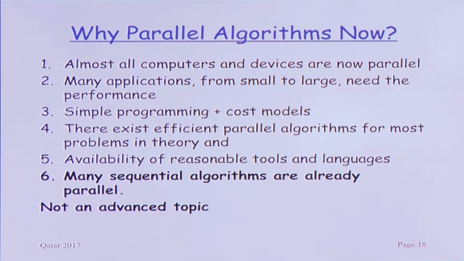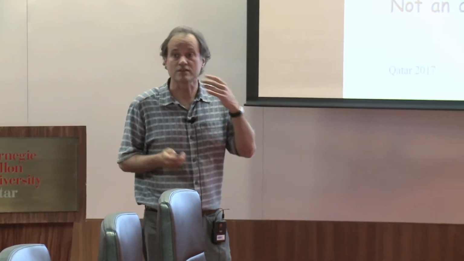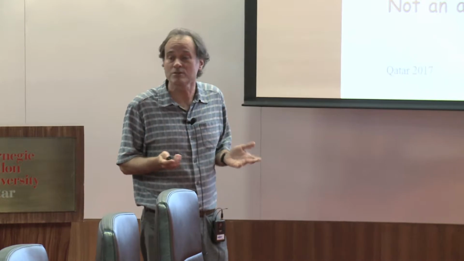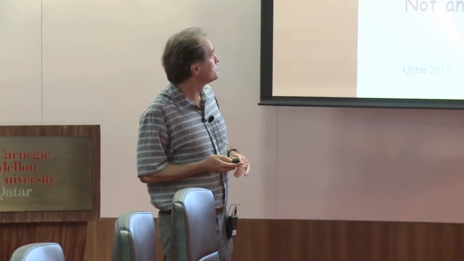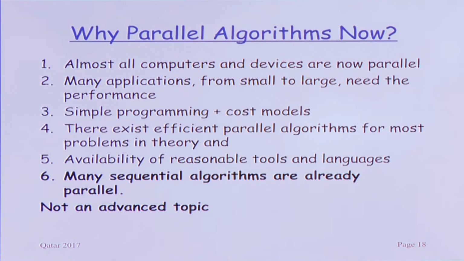And furthermore, all sorts of applications can make use of parallelism. In fact, they do make use of parallelism. Most of the algorithms I mentioned in that first list, a good chunk of them were actually parallel. So if you're going to do something like oil exploration, you're almost definitely doing it using parallel algorithms because you just need a lot of computational power. They have simple programming and cost models. I'll talk a little bit about this. There are efficient parallel algorithms for many different problems.